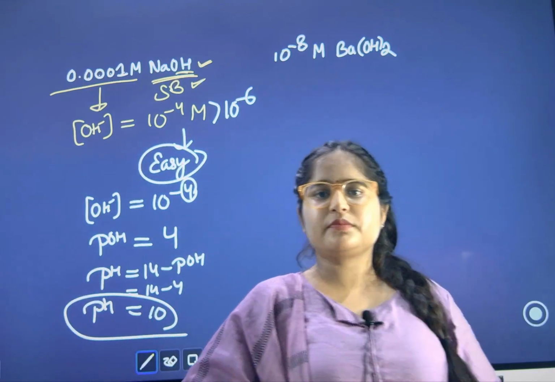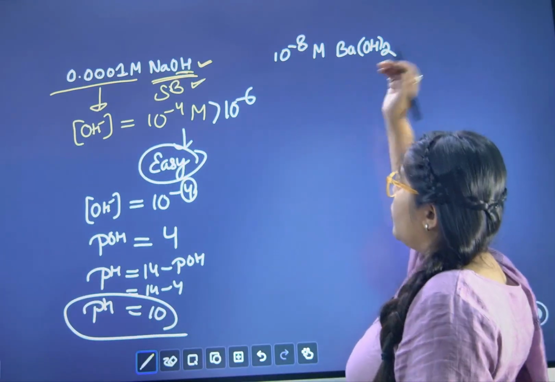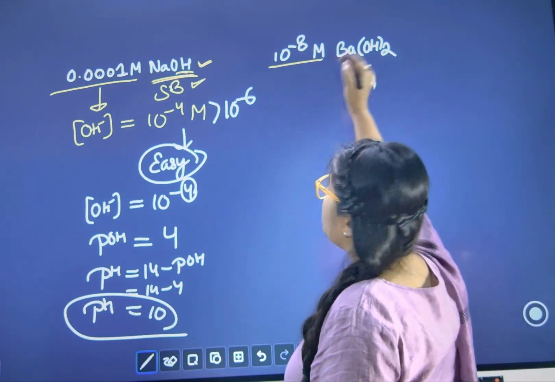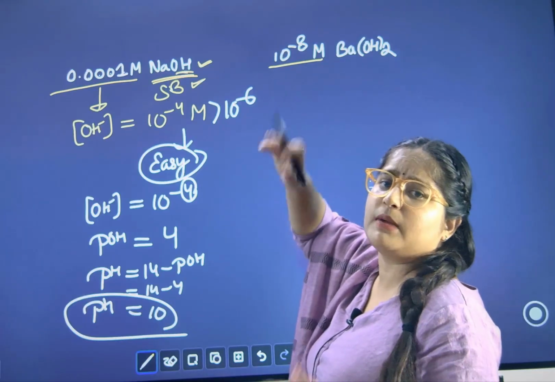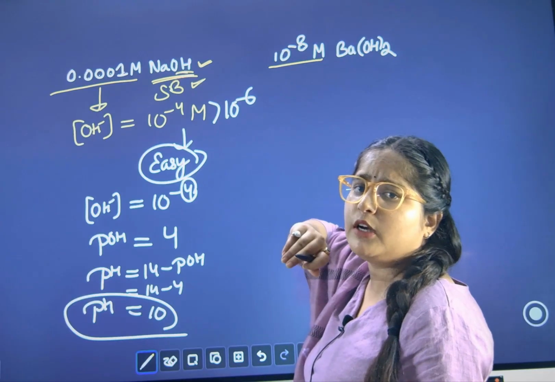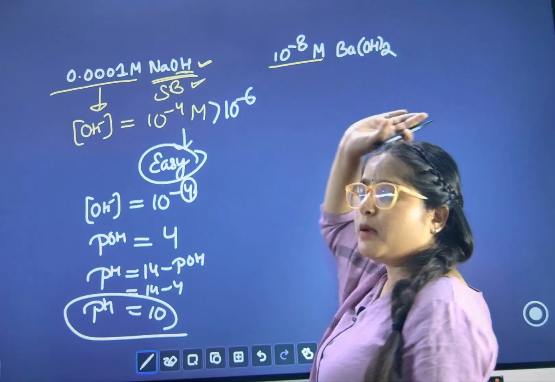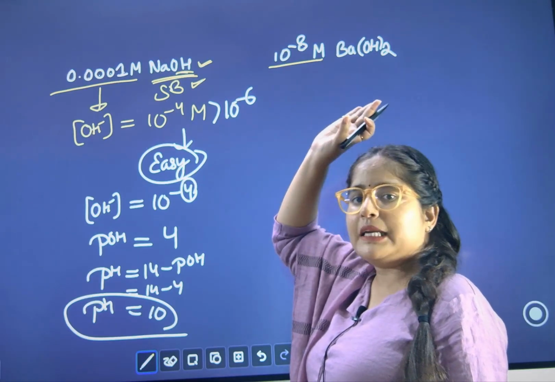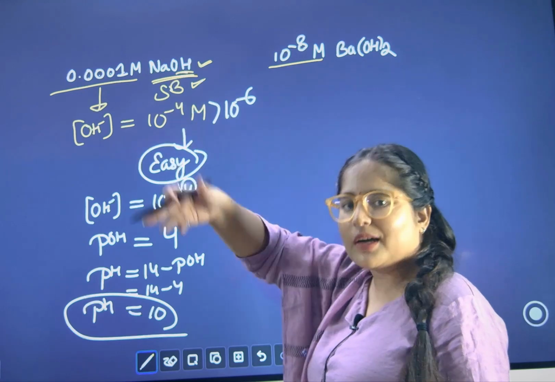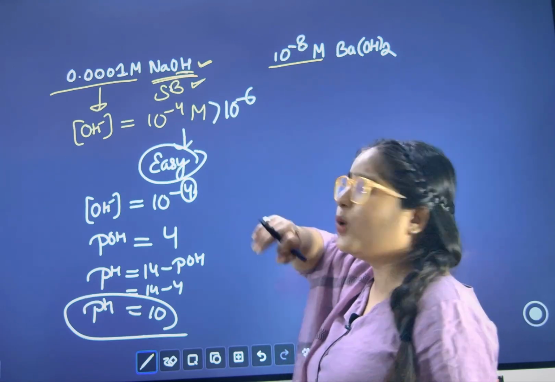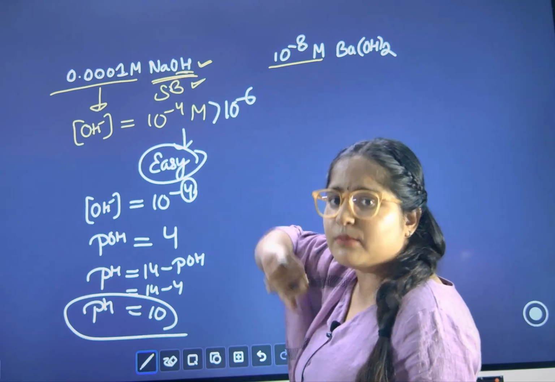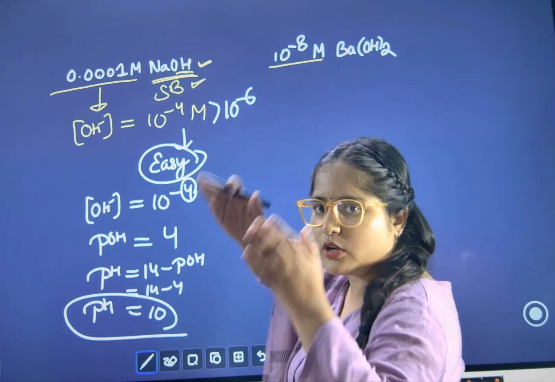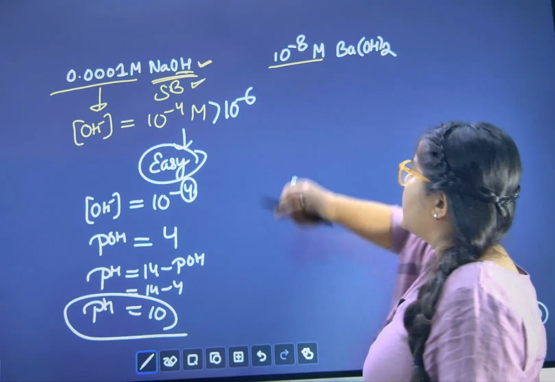Now let us see here. Ba(OH) twice. Now what will the students do? Those who have not studied from Nitya ma'am, those who don't have conceptual clarity, will say, ma'am, OH is 10 to the power minus 8, so pOH will be 8. So 14 minus 8, it will come less than 7. It will become acidic. No. Here it is a base, so pH should come more than 7. So we will use some common sense also while seeing the options. Clear?